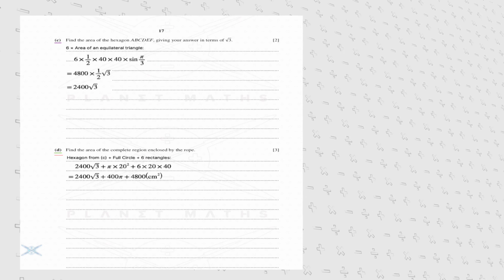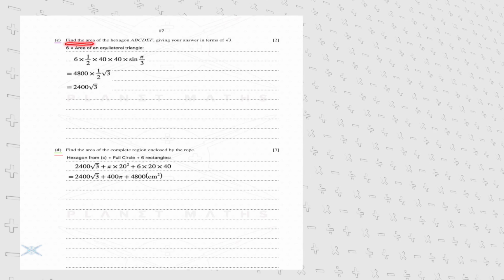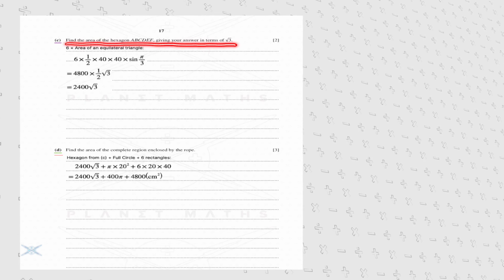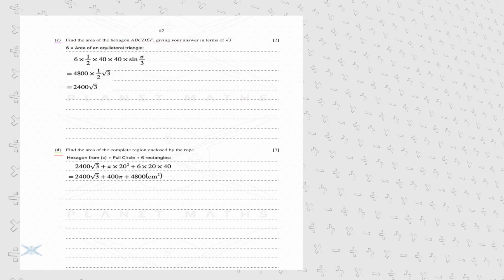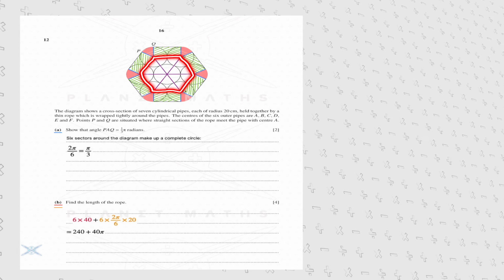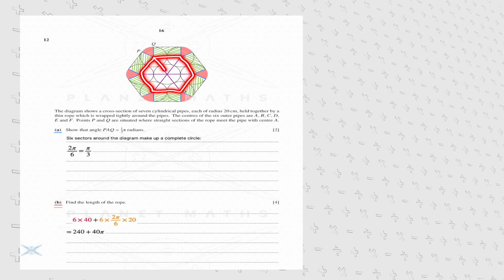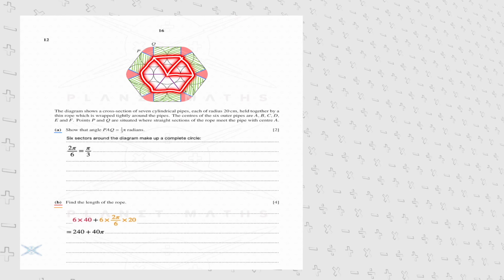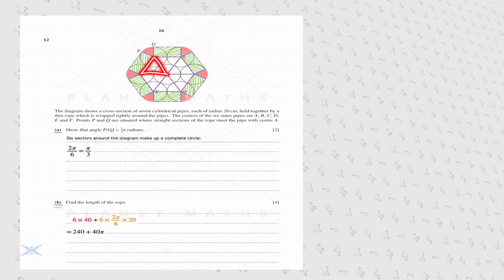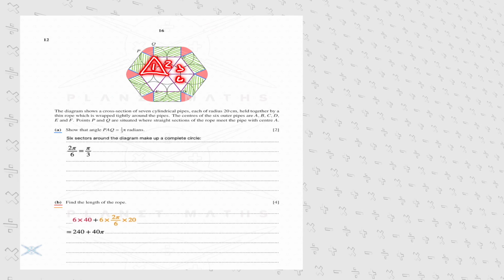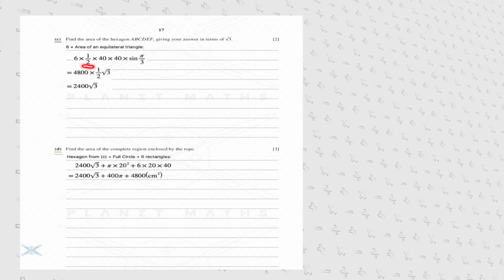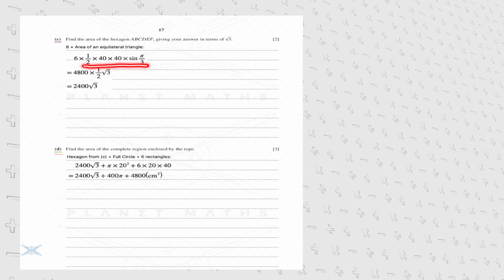Moving on to part C of exercise 12, where we are supposed to find the area of the hexagon ABCDEF, providing our answer in terms of the square root of 3. The hexagon in question is highlighted in purple, and we can also see that the hexagon consists of 6 congruent equilateral triangles. Therefore our strategy will be to calculate the area for one of these triangles and multiply the result by 6.